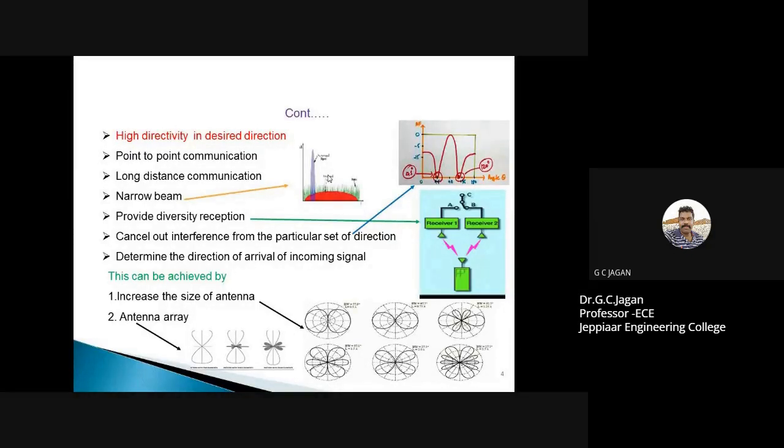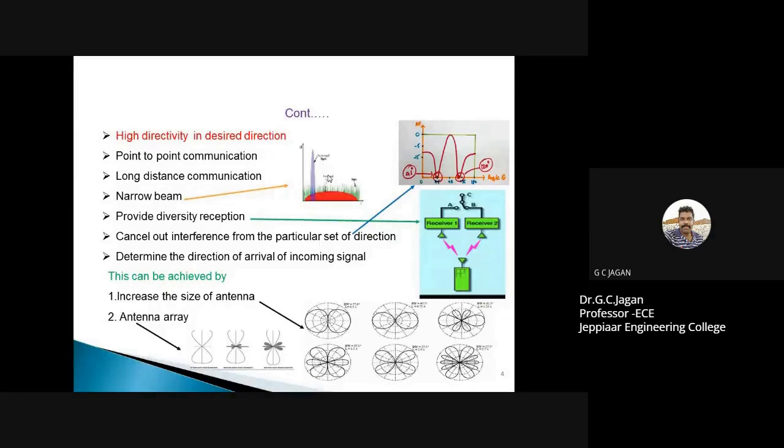In point-to-point communication, we need to transmit the maximum energy towards a particular point. So we need to get maximum directivity in a particular direction. In that case, we can form an array antenna and achieve high directivity. It is used in point-to-point communication or long-distance communication. If we increase the gain by combining all the arrays, we can transmit the signal to a longer distance with high directivity.